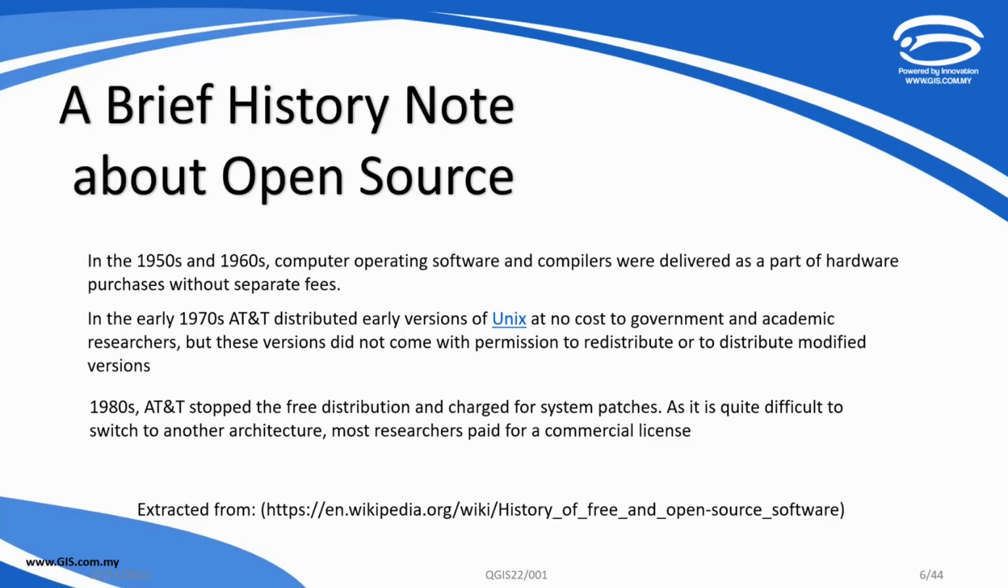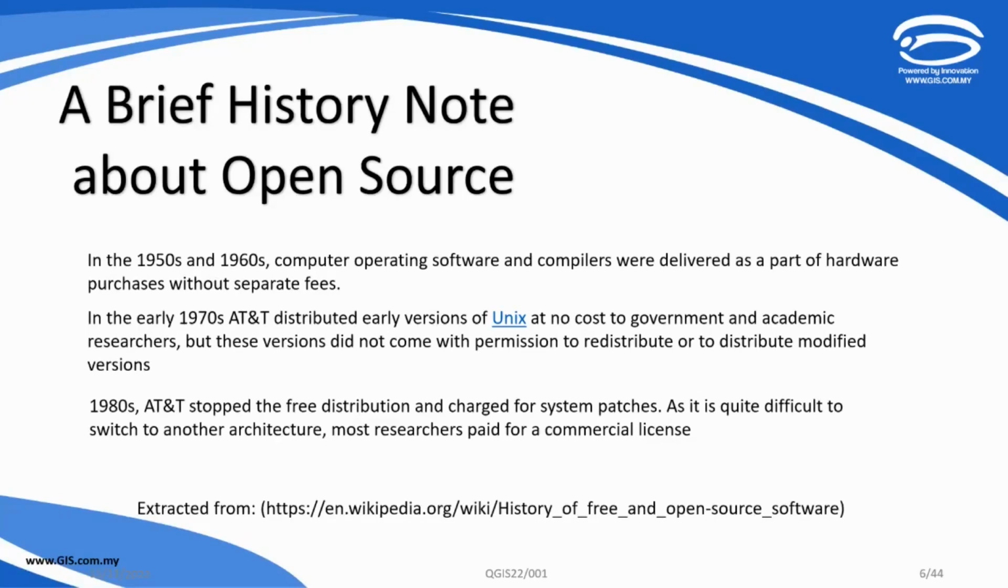That went on for a while, and during the early 70s, AT&T started to distribute early versions of Unix. Unix is an operating system, a very stable, powerful operating system. They provided this operating system to government and academic researchers at no cost, free of charge. But they did not have the right to modify or redistribute the software. They were not able to do that.